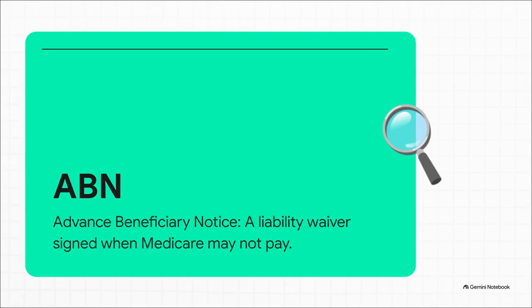Finally, a massive part of compliance is protecting the patient's financial awareness. If a provider is performing a service that Medicare will likely deem unnecessary or non-reimbursable, you have to ensure an ABN, or Advanced Beneficiary Notice, is signed. This is a liability waiver that warns the patient ahead of time that they are going to bear the financial burden if Medicare denies the claim. It's a truly crucial step in transparent healthcare billing.